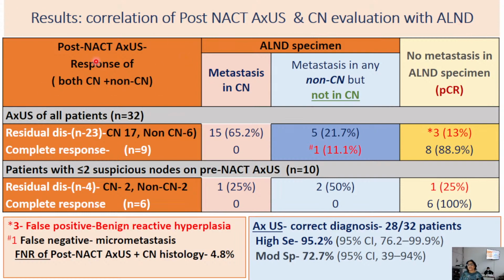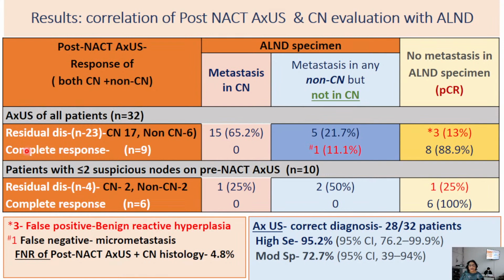What we see is on the axillary ultrasound, which was performed after the completion of NSCT, which evaluated not only the clip node but also the non-clip nodes, there were 32 patients, out of which 23 showed residual disease. On ALND, we had 3 patients who did not have metastasis. These 3 false positive cases were because of benign reactive hyperplasia, and on pathology, the findings were of diffuse cortical thickening. This diffuse cortical thickening is also an important feature of a metastatic node, so it became very difficult for us to differentiate between the two.